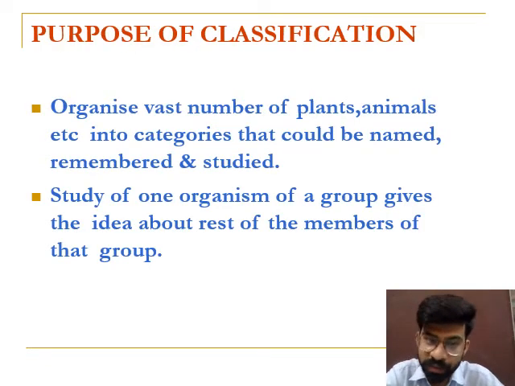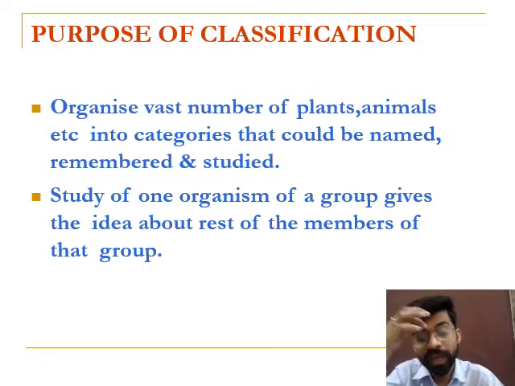What is the purpose of classification? As we know, the biodiversity number is 1.7 to 1.8 million. Means Earth contains different types of animals and different types of plants. So there is a systematic order to study different types of plants and animals. To study easily, or to remember the organisms easily, we need a specific classification system. So the first point is it organizes the vast number of plants and animals into categories that could be named, remembered and studied.